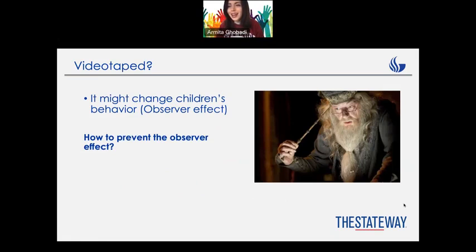Videotaping has different problems, but one of them is the observer effect, which means that children can understand someone is watching them, so they might change their behavior. So my question for you is how to prevent the observer effect. Do you have any solution for that? I will sip a tea, so you can think about that.